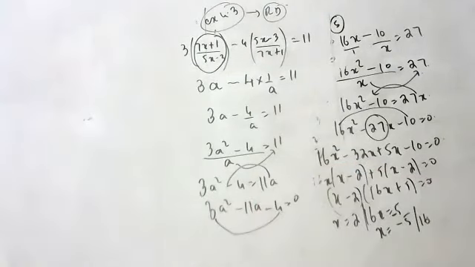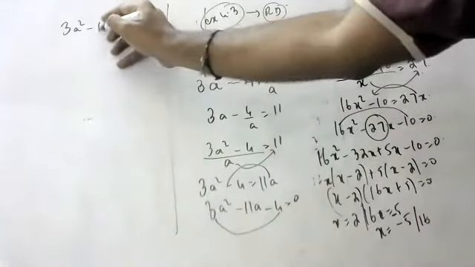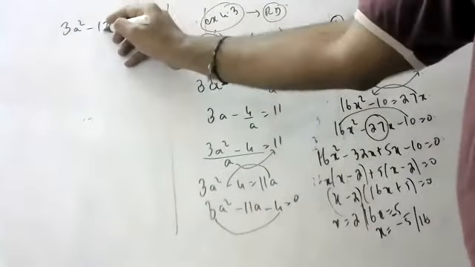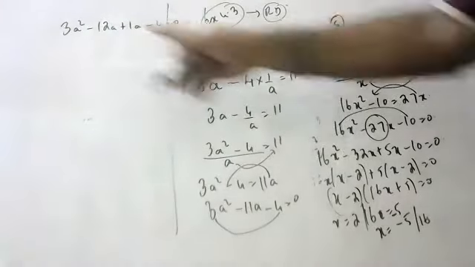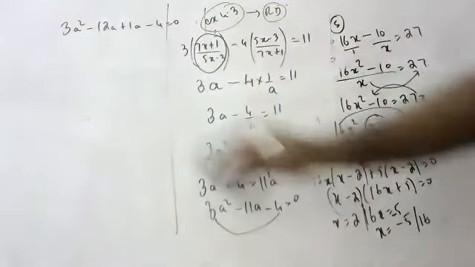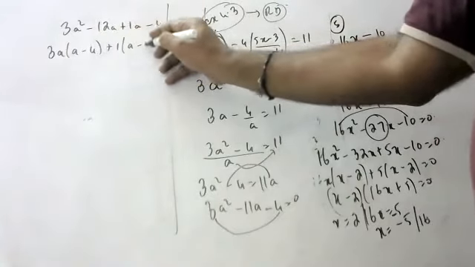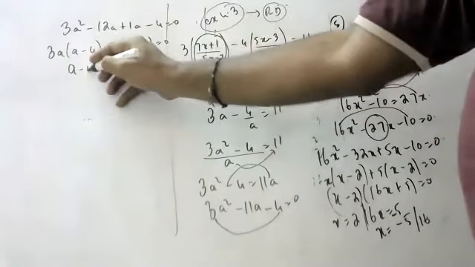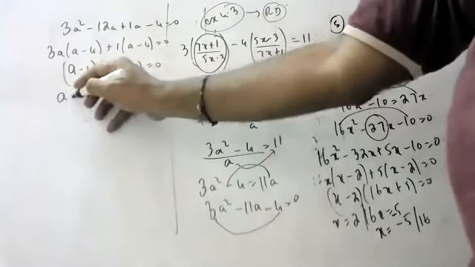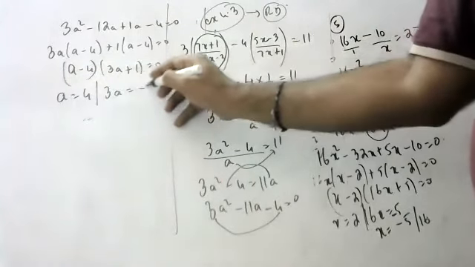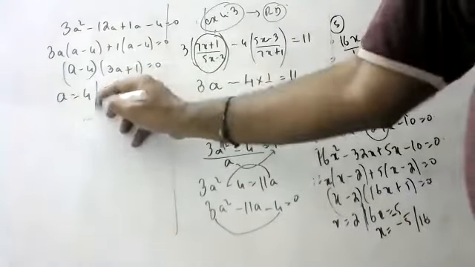3 4s are 12, children. 12 is the factor. What are the factors of 12 and 11? 3a² − 12a + 1a − 4 = 0, because −12 + 1 is −11, and 12 ones are 12. So take 3a common: 3a(a − 4) + 1(a − 4) = 0. Taking (a − 4) common, (a − 4)(3a + 1) = 0. a = 4 and a = −1/3.